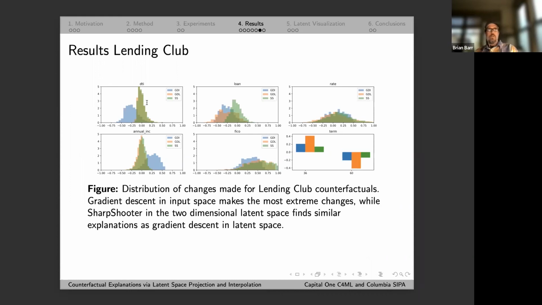In this low dimensional space, I think the latent space for this is just 2-dimensional. There is vanishingly little difference between just doing gradient descent in latent space and SharpShooter. So in some sense, this is almost like a unit test: in low dimensional space, SharpShooter degrades to just gradient descent in the latent space.